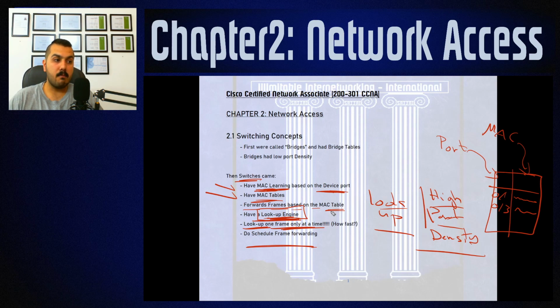So this is the main function and concept of switching: based on the MAC address, using the MAC learning table, compare the destination MAC address with the port number to deliver the required frame, and after this the lookup engine. So this is only the concept of switching. This is just a brief overview of switching, chapter 2, and some other ideas we have reviewed.